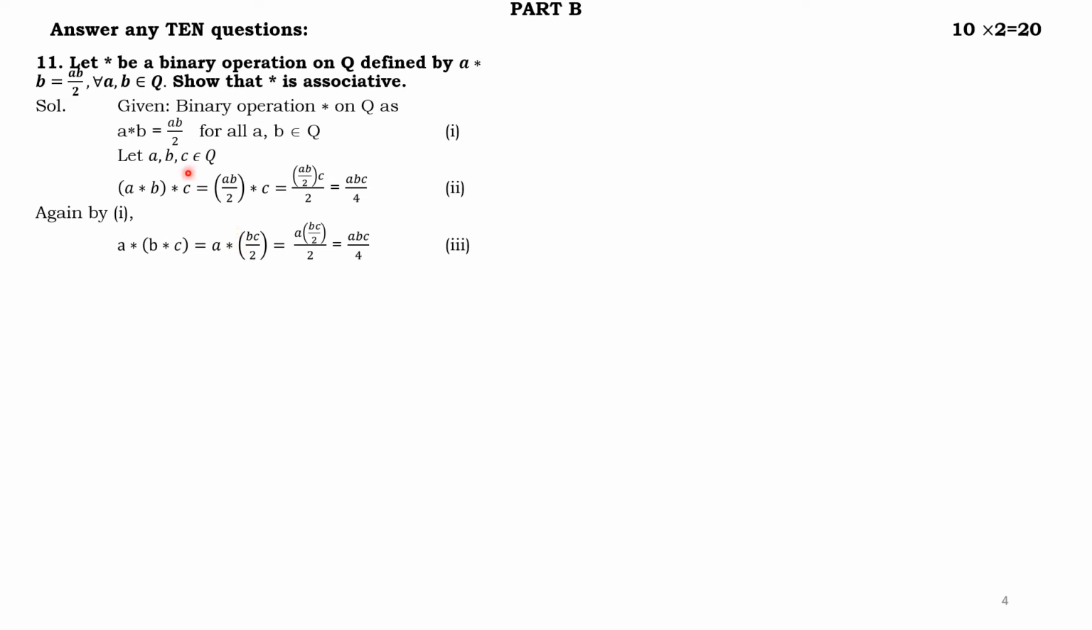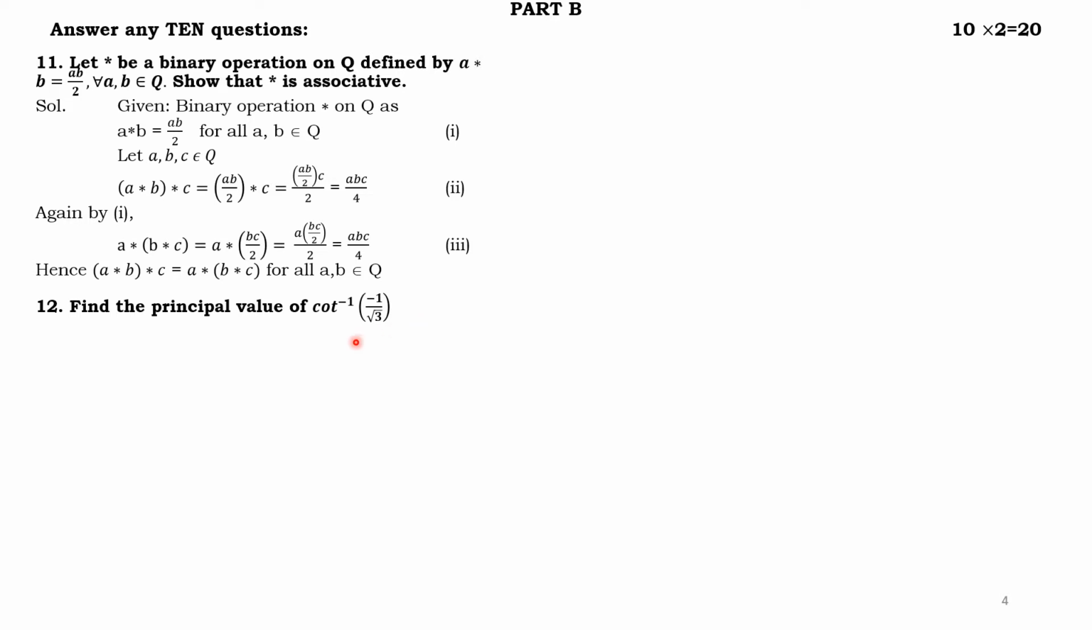now we will interchange the bracket. So, A we will take outside. A star within brackets B star C is equal to A star BC by 2. So, again we will write A outside into BC by 2 divided by 2. So, simplifying, we get ABC divided by 4. Hence, the binary operation (A star B) star C is equal to A star within brackets (B star C) for all values of A, B, C belonging to Q. This is the answer.